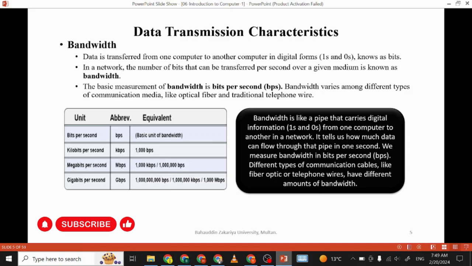Bandwidth is like a pipe that carries digital information, ones and zeros, from one computer to another in a network. It tells us how much data can flow through that pipe in 1 second. We measure bandwidth in bits per second. Different types of communication cables, like fiber optics or telephone wires, have different amounts of bandwidth.